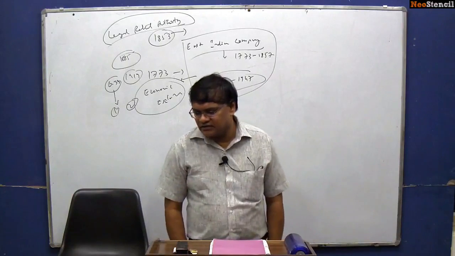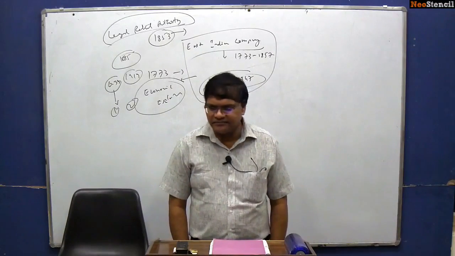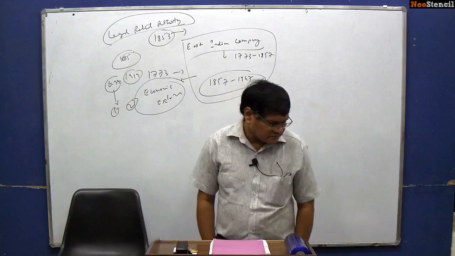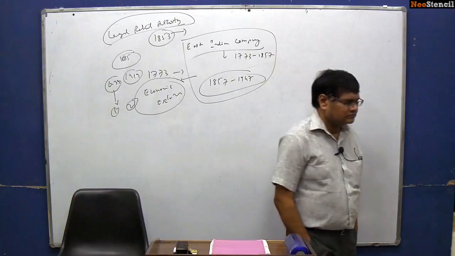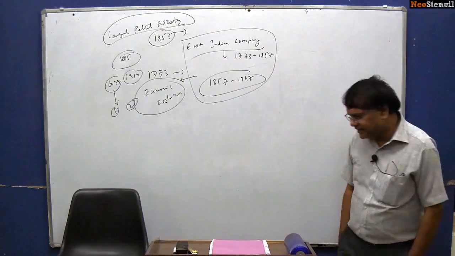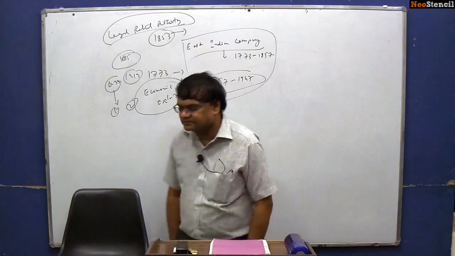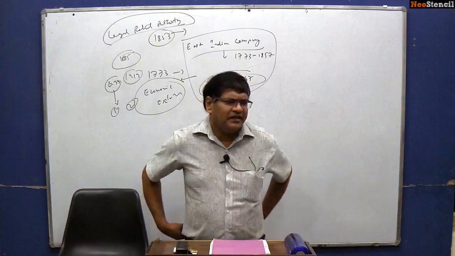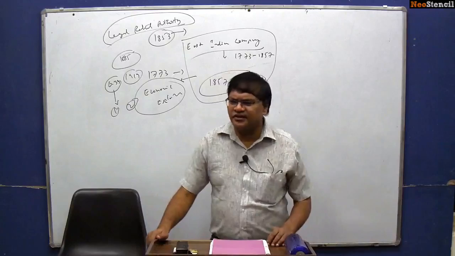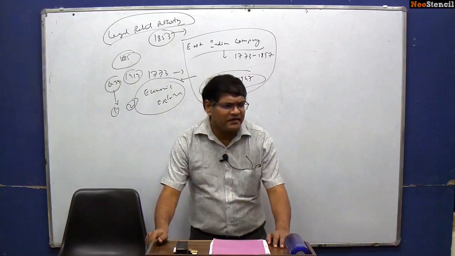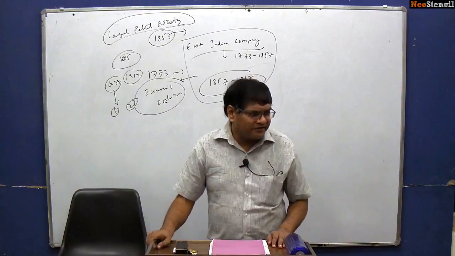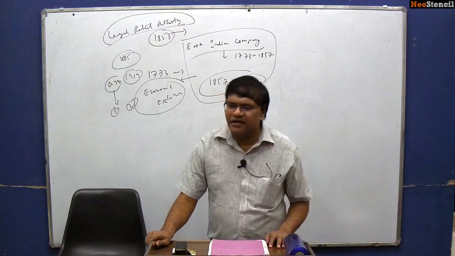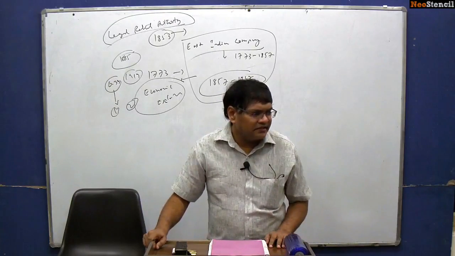Next one is parliamentary democracy. Again, at the time of independence, we had the choice. We could have opted for either the presidential form of democracy that countries like America had, or a parliamentary democracy like the United Kingdom.